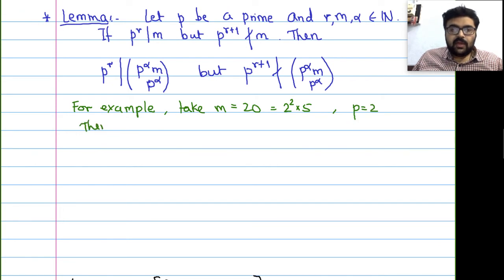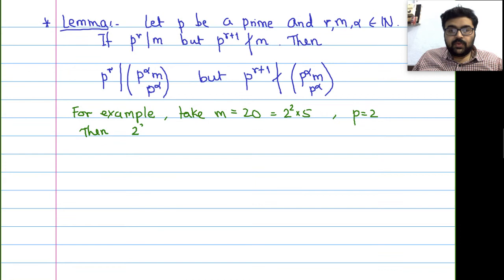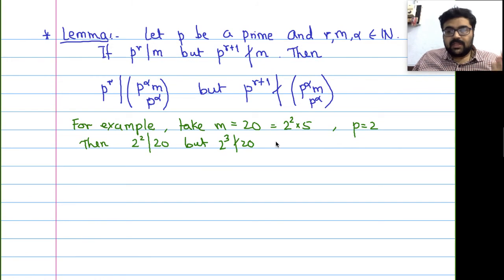Then we know what r is. 2 square divides 20, but 2 cube does not divide 20. So the maximum power of 2 coming from 20 is 2 square, that is r equals 2. p power r divides m, p power r plus 1 does not divide m, so r equals 2.